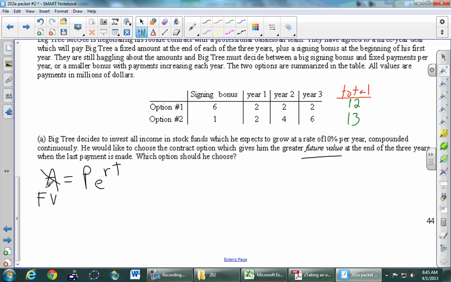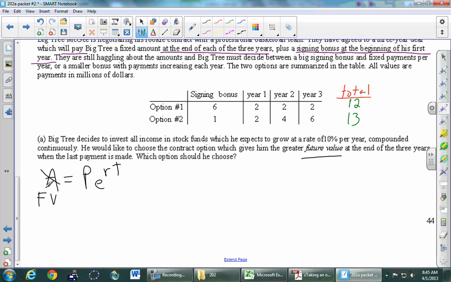Okay, so what I'd like you guys to do in your groups is calculate the future value. There are a lot of calculations, like every one of these boxes is going to have to get hit with this PERT formula. And just to be clear, the signing bonus is given at the beginning of the first year, and the payments are given at the end of each of the 3 years. Okay?